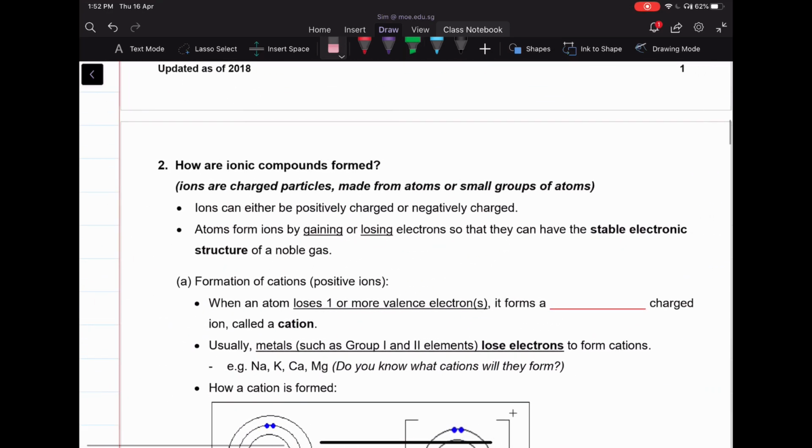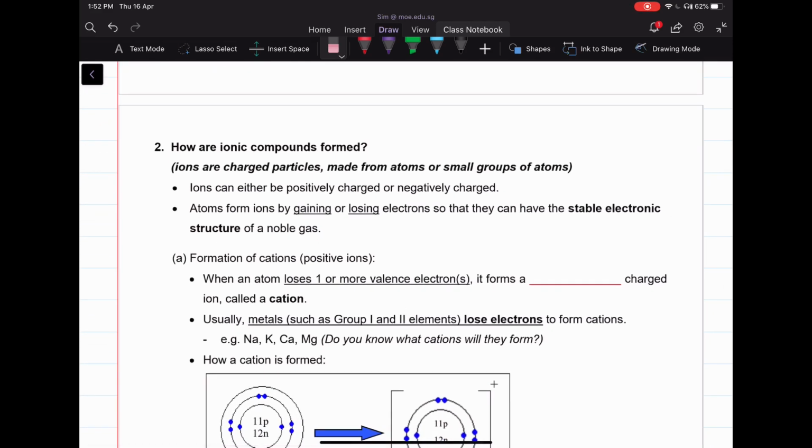Okay, bringing you through this set of notes, page 2, how are ionic compounds actually formed. So basically, ions means particles that are actually charged. So you're either looking at positively or negatively charged structures. Okay, and to do that is either by gaining or losing of electrons, so that at the end you can get this thing called a stable electronic structure.